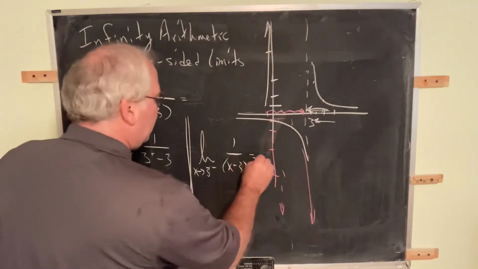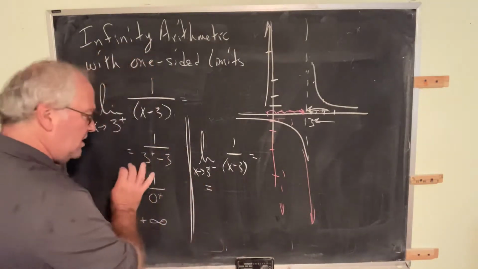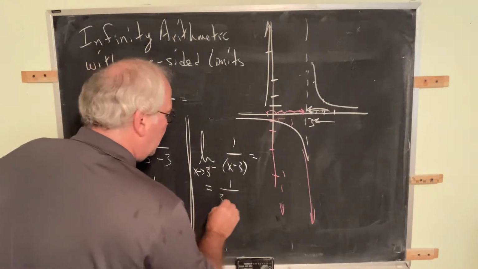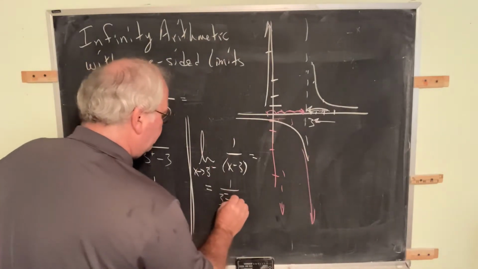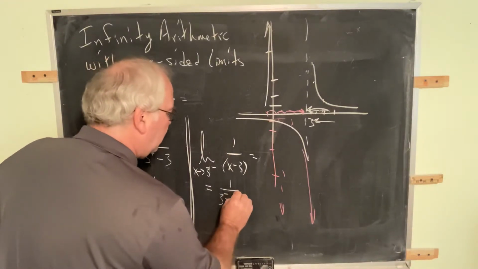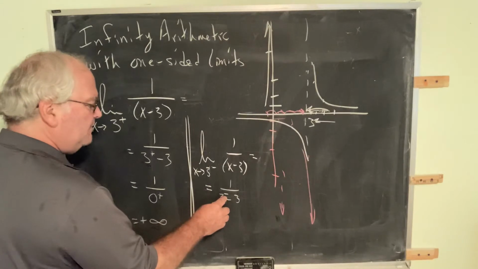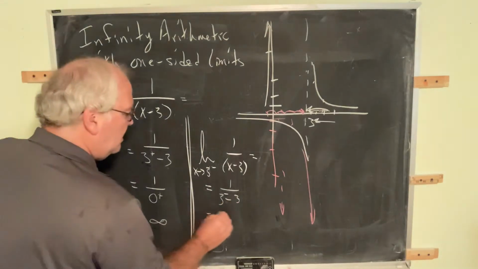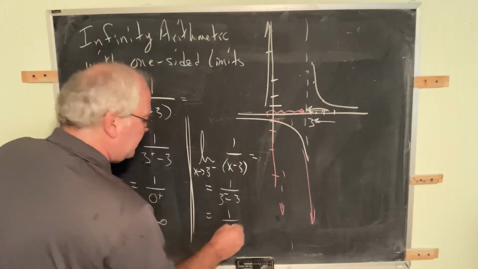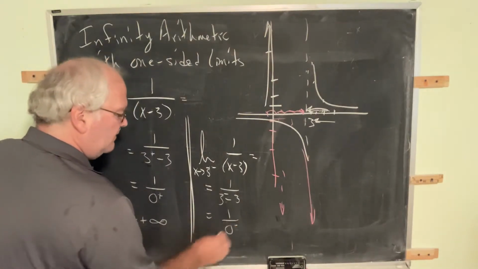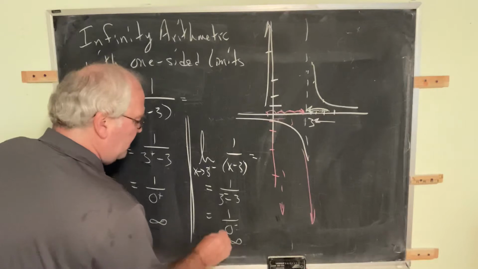And so we can think of this. This is not standard correct, but this is a way to think of it. This is 1 over a number smaller than 3, close to 3, but very close to 3, but slightly less than 3, minus 3. This is a number very close to 0, but slightly less than 0. So 1 over 0 negative, we can think of that as being negative infinity.